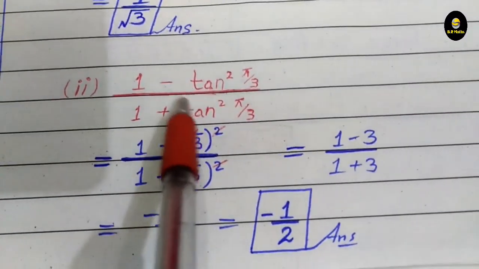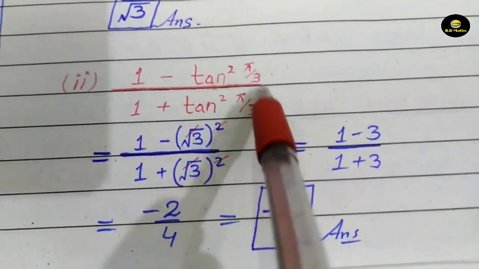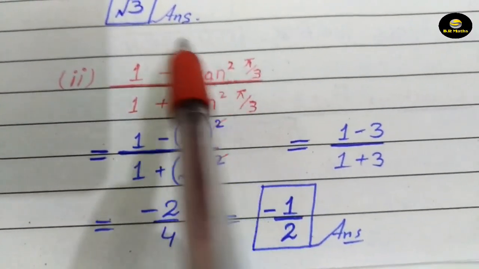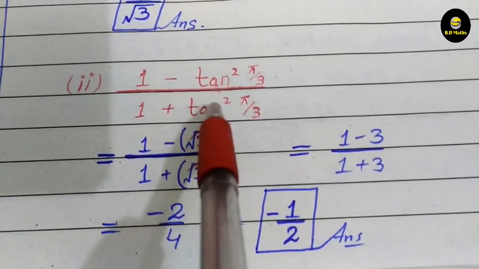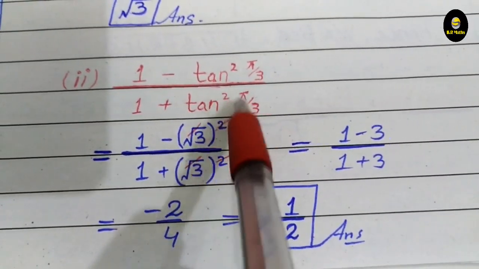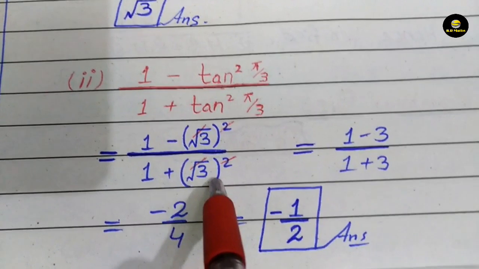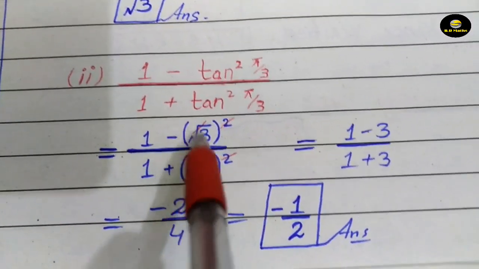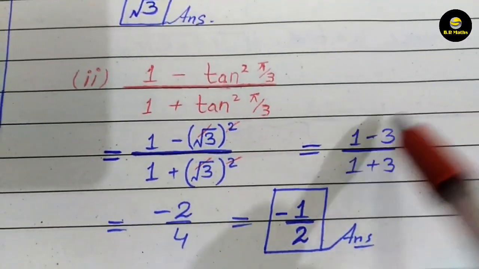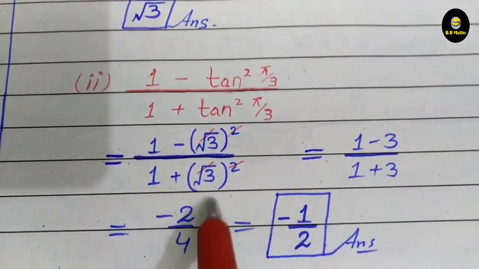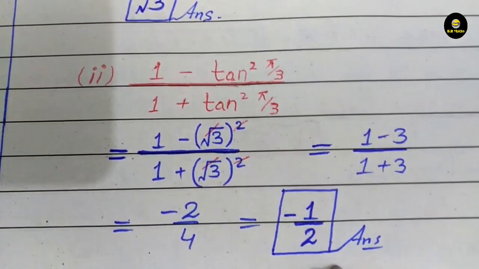And then the second part is (1 minus tan square pi by 3) over (1 plus tan square pi by 3). Students, pi by 3 has the same value from the table. Pi by 3 means 60 degrees, and we put the value of tan 60, which is square root 3, whole squared, and in the denominator 1 plus square root 3 whole squared. 1 minus the square of square root 3 becomes 1 minus 3, and 1 plus 3 becomes 4, so minus 2 over 4, and after calculation this is equal to minus 1 by 2.